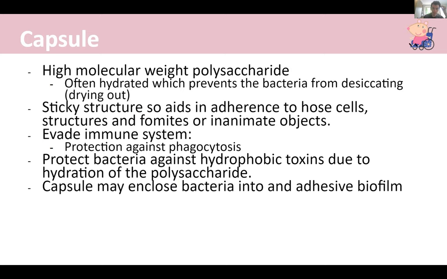And I just mentioned fomites are inanimate objects. It evades the immune system. The immune system can't recognize the antigens. And it provides protection against phagocytosis because it's just such a large structure that's hard to overcome. It protects bacteria against hydrophobic toxins due to the hydration. And the capsule may enclose bacteria and form adhesive biofilms.